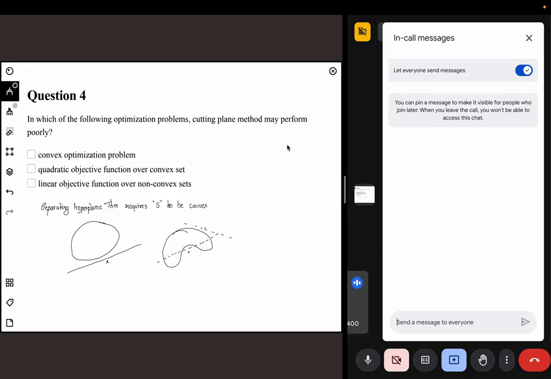Only when you have a convex set can you be sure that you can have a separating hyperplane, and then you can use that to make an outer approximation, or a convex hull, of whatever domain you have.